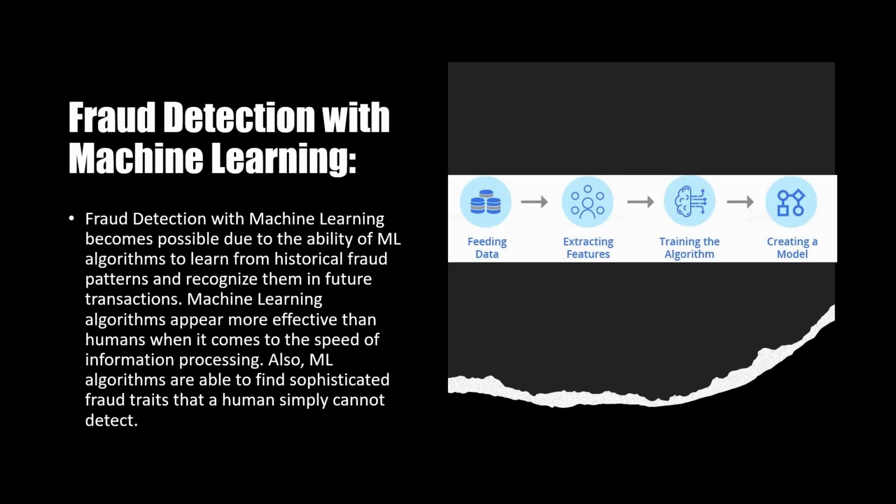Fraud detection with machine learning. Fraud detection with machine learning becomes possible due to the ability of ML algorithms to learn from historical fraud patterns and recognize them in future transactions. Thus we build a machine learning model which recognizes and predicts the patterns of future transactions, so that fraudulent transactions will be reduced. Machine learning algorithms appear more effective than humans when it comes to the speed of information processing. Also, ML algorithms are able to find sophisticated fraud traits that humans simply cannot detect, right?